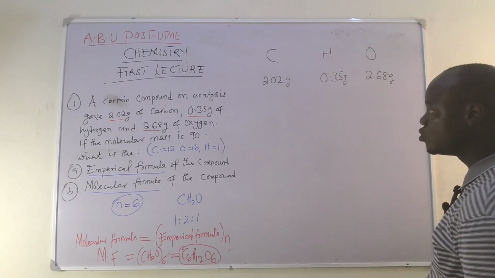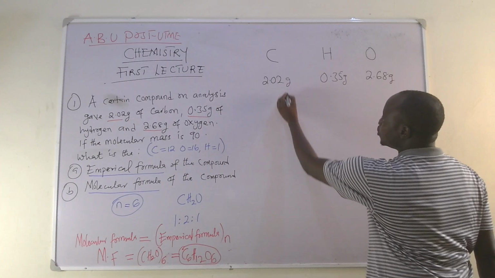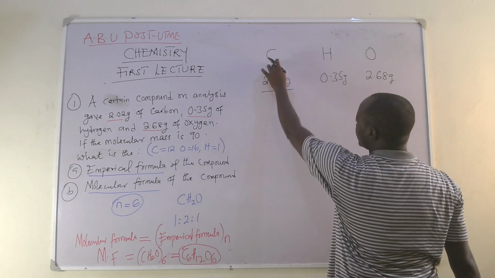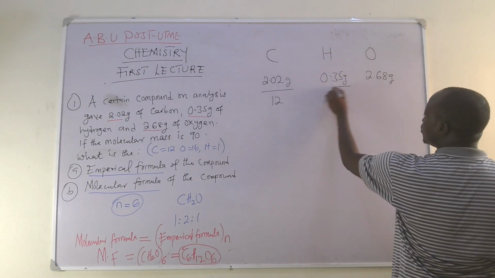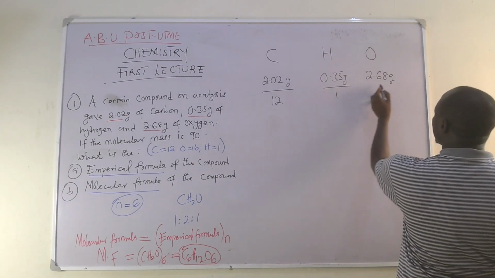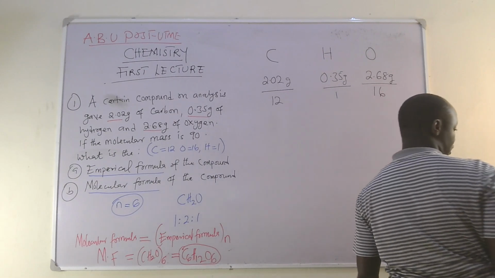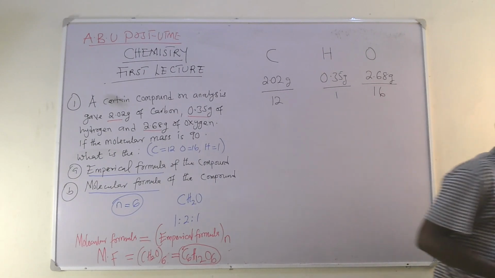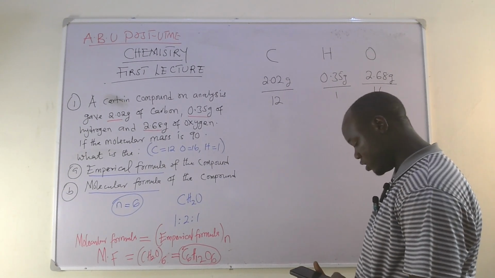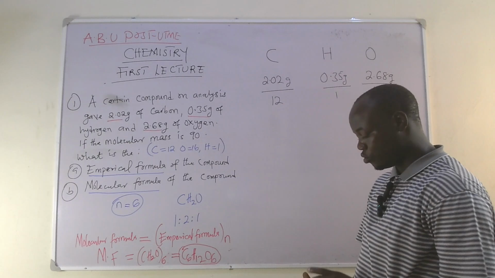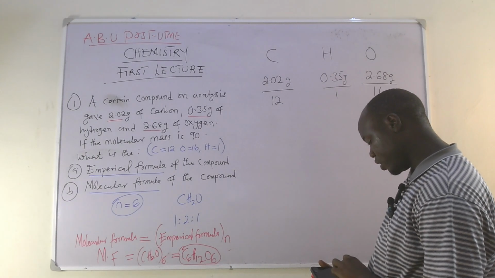The first thing to do, we have the mass of each of these elements. So we are now going to divide the mass of carbon by 12. The mass of hydrogen is 1, so divided by 1. And then the mass of oxygen divided by 16. So after having this, we are now going to divide each of these and get the answer. So it is simple.